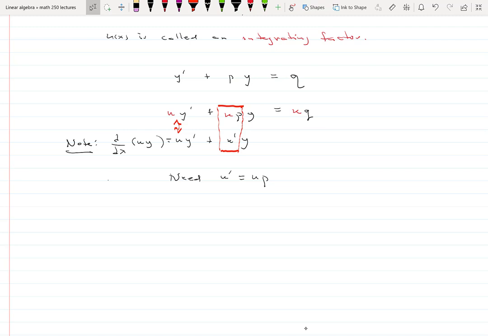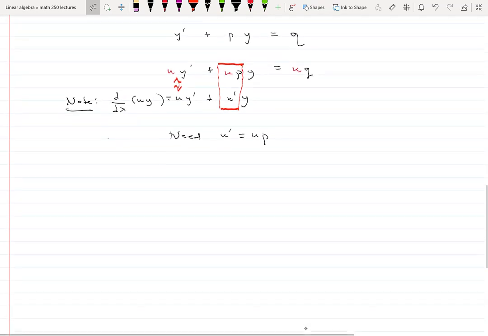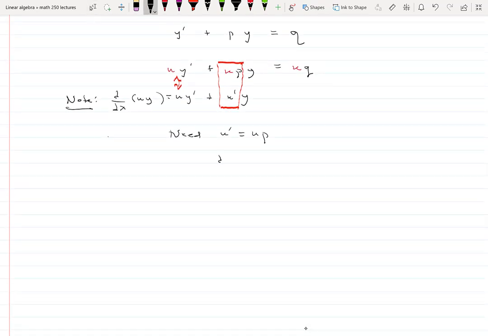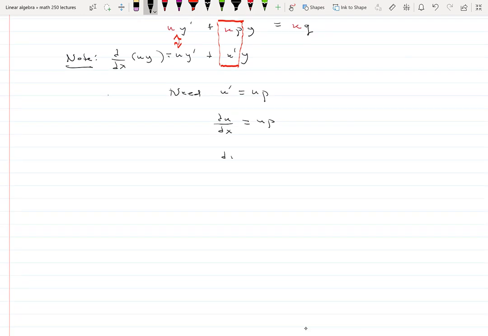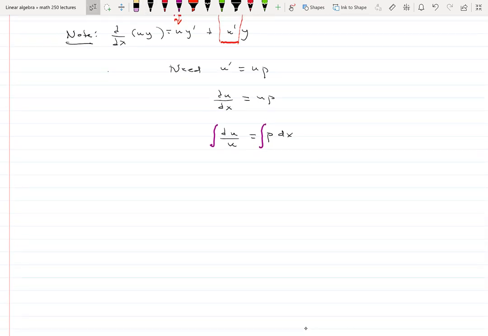u times p. That's just another differential equation, but that differential equation is separable. So let's solve it. Okay, this differential equation satisfying u is separable. This is the same thing as writing du dx equals up. Separate the variables, you get du over u equals p dx. Then integrate both sides with respect to the variable on each side. The separation of variables technique here guarantees us we can do that.